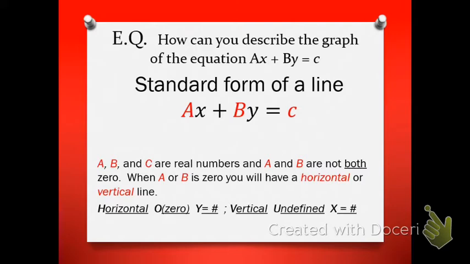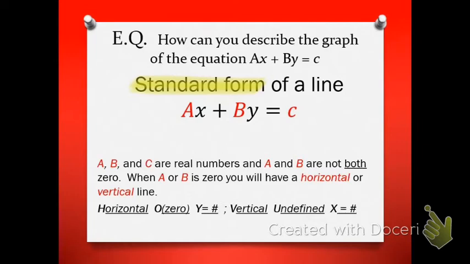So the first thing I want you to do is highlight standard form. This is the standard form of a line. And then I want you to fill in those circles with the a, the b, and the c. The standard form of a line is ax plus by equals c.